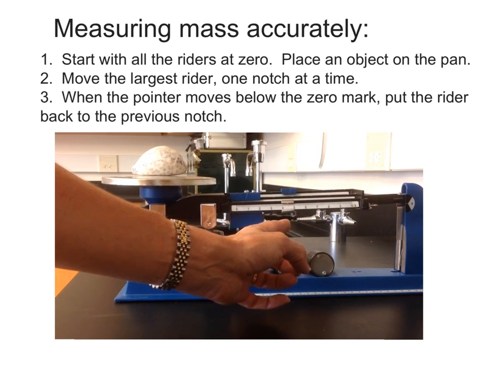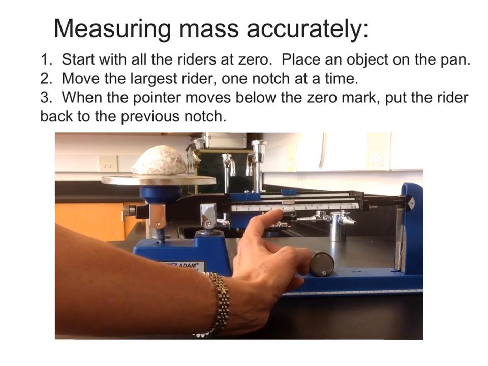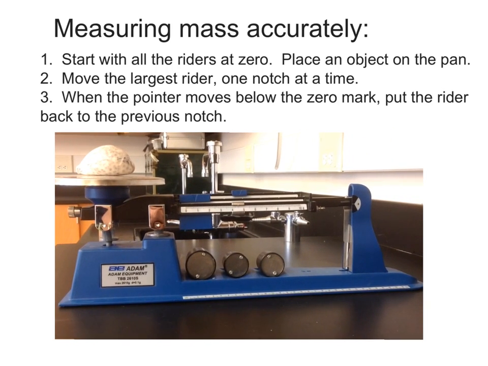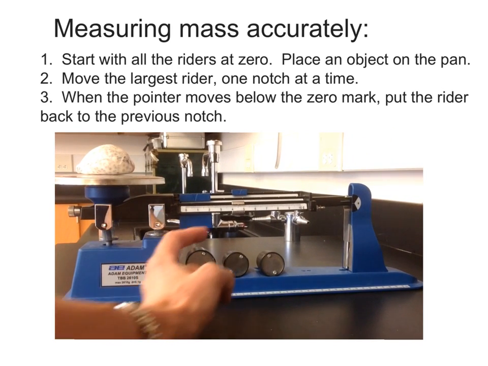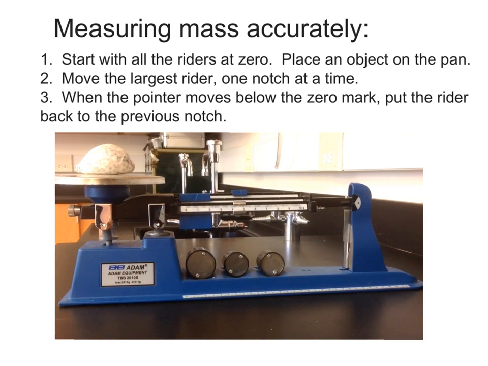Now the last one, which is the smallest rider, doesn't have notches, so it can move freely anywhere you want it on the beam. You'll keep moving it and adjusting it until the pointer really is as close to the 0 mark as you can get it. Do the best you can, be patient with yourself, and try to get it as close to 0 as possible.